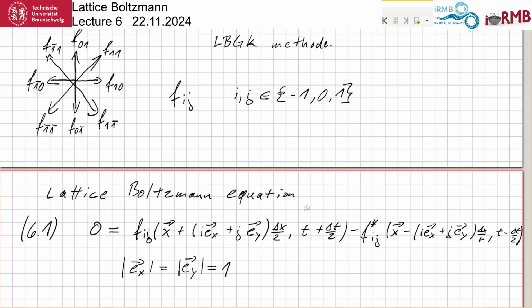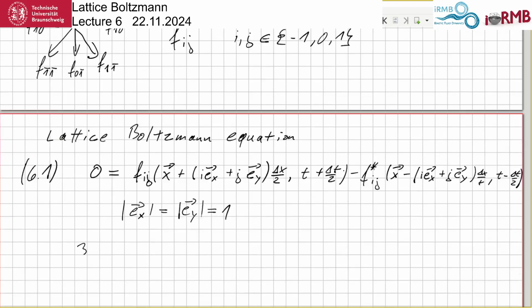Okay, the BGK Lattice Boltzmann equation does not indicate how the collision is actually performed. There are different ways of performing the collision, and today we'll challenge ourselves only with the very basic form of the BGK collision. So this gives us equation 6.2: F_ij at a time step, at a grid node x and t, not moved.